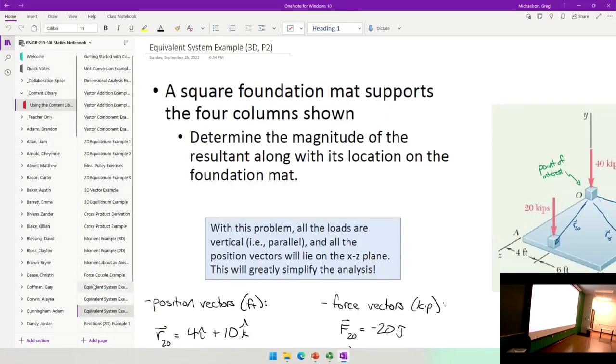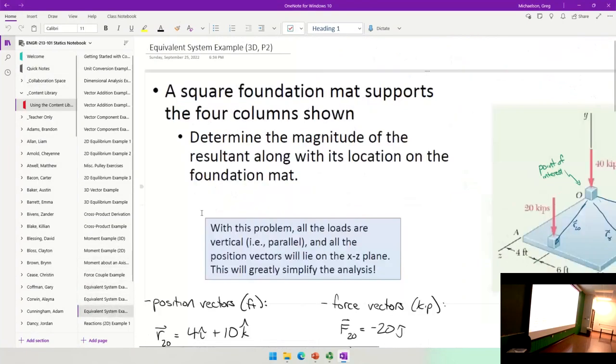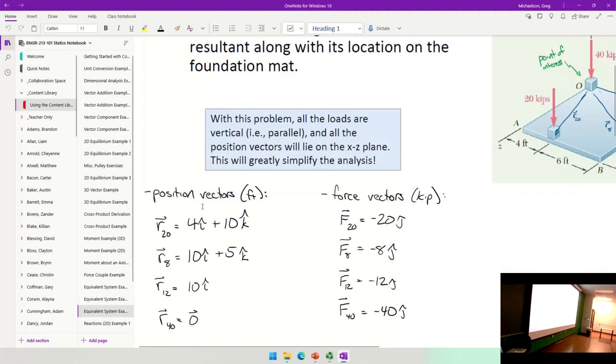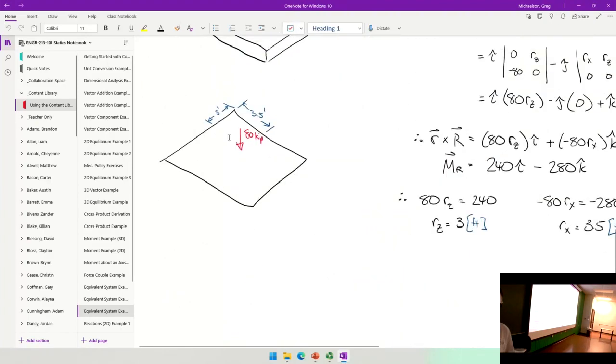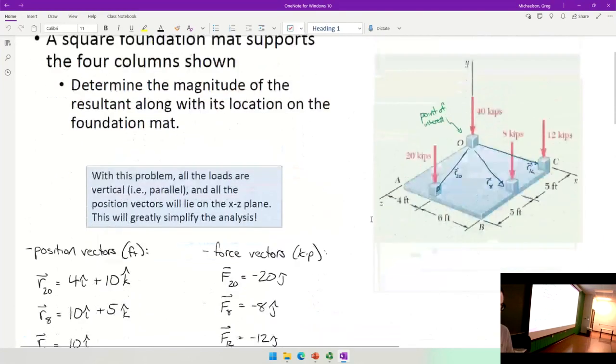No. It was like RZ was 3 feet and RX was 3.5 feet. Wait, say that again? RZ equaled 3 feet and RX was 3.5 feet. That was the answers. Oh, that's this one right here. Yeah, that was this part.